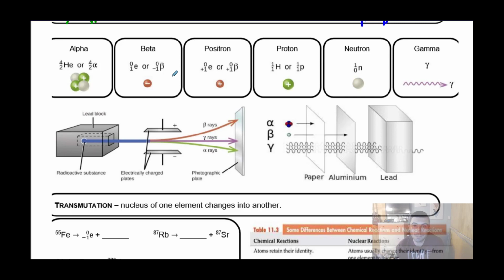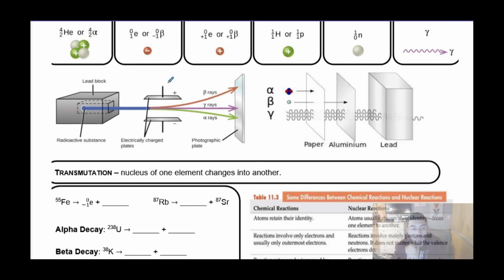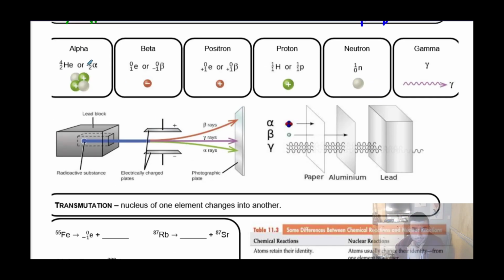If the isotope's unstable, it's going to change to become stable, and it changes by undergoing a nuclear reaction or a transmutation. Transmutation is just when the nucleus of one element changes into another, and it's going to do that by giving off one of these radioactive particles. Alpha, beta, gamma are sort of the main ones that you should know in terms of their charge, their mass, how they would interact, their penetrating power.